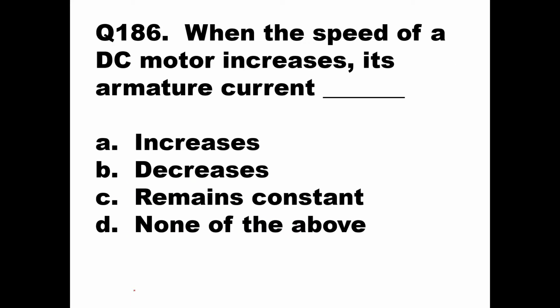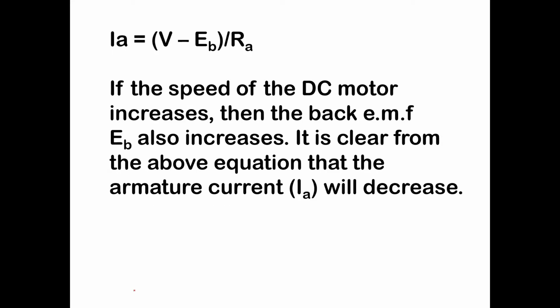Question number 186. When the speed of a DC motor increases, what will happen to the armature current? Okay, the armature current decreases. So here the option is B, decreases, and the theory for that is the armature current IA is given as applied voltage minus back EMF, that is (V minus EB) upon armature resistance.